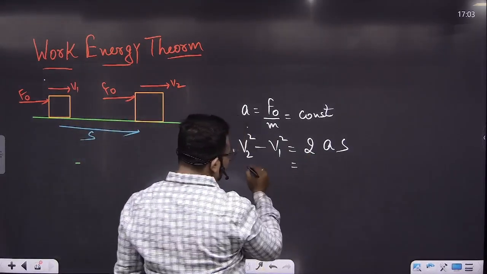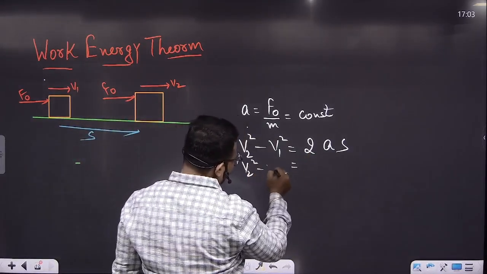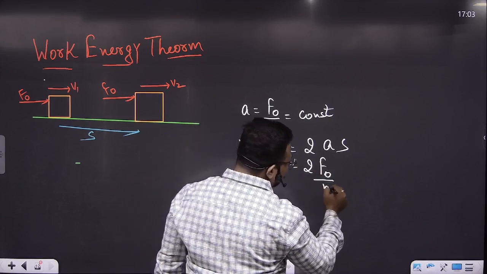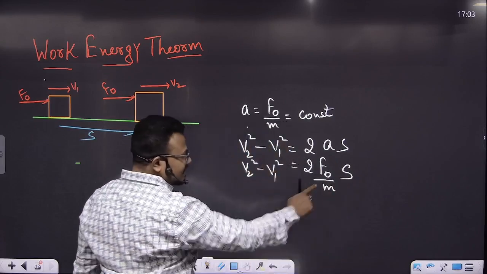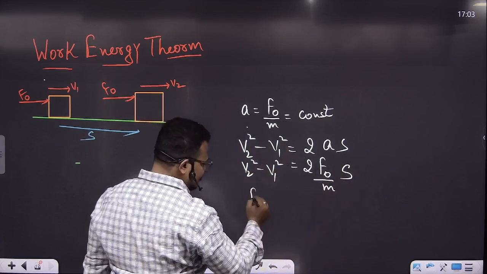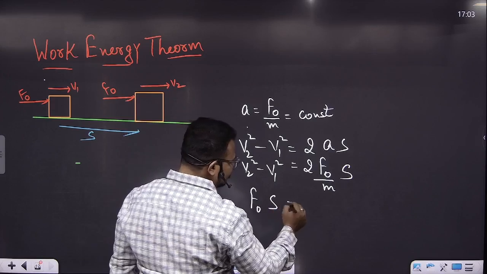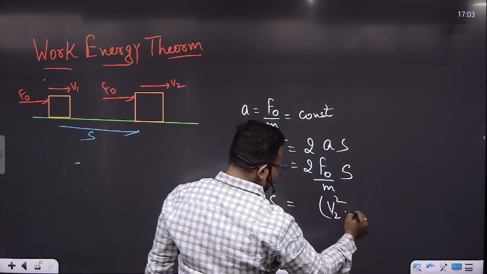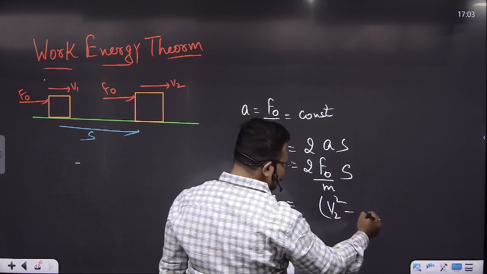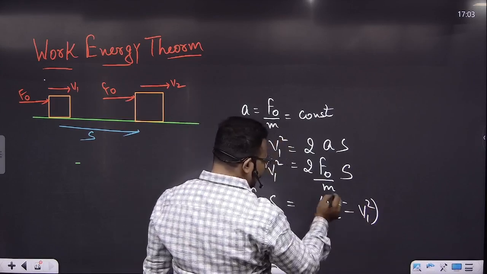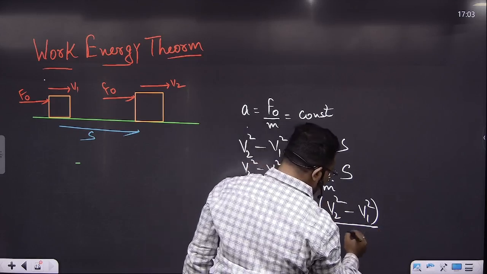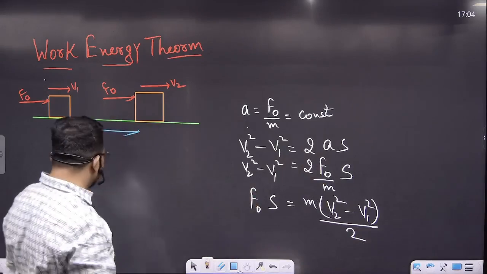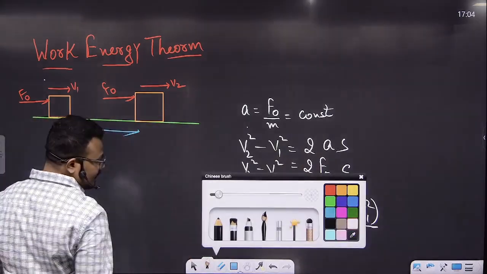The acceleration a equals... we can write v2 square minus v1 square equals 2 into F naught by m into s. Now, F naught into s, what are you getting? See here, F naught s equals m by 2 times v2 square minus v1 square. This we got as F naught dot s.